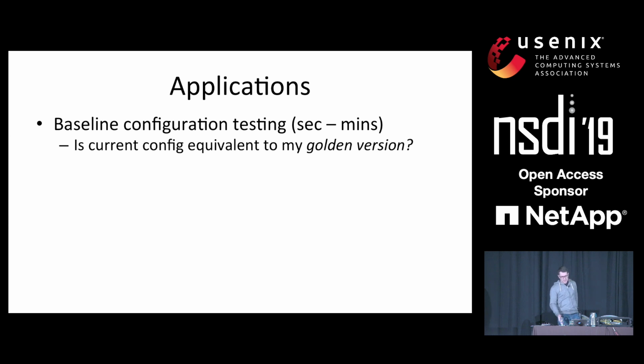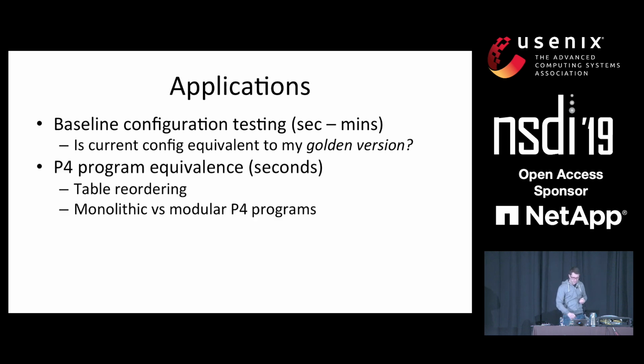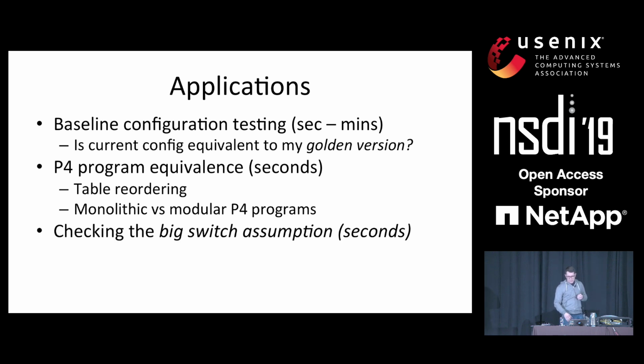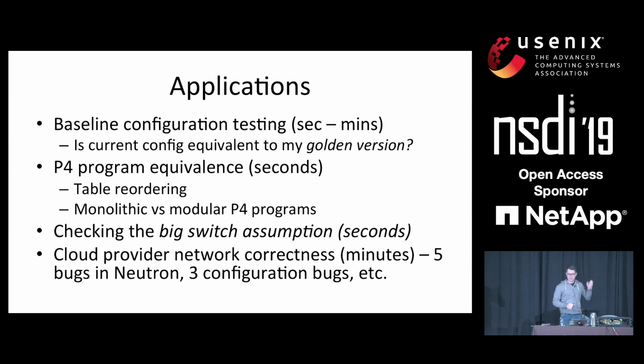And basically, the paper applies this to checking whether updates in a live network preserve the behavior of the network in terms of routing, to check if 2 versions of a P4 program behave the same way. So you might want to change the order of table applications and so forth. You want to check the big switch assumption that was mentioned earlier. So basically, I think the paper takes one of these Mininet models of a fat tree network and just checks it against a model of a big switch. And finally, it looks at OpenStack Neutron and finds some interesting bugs there.